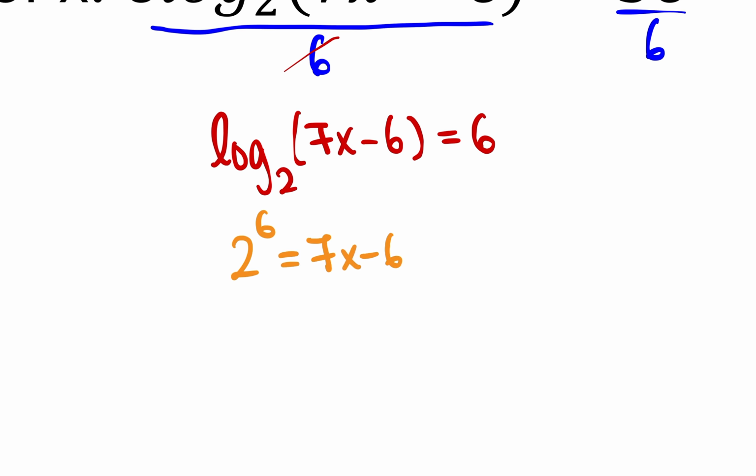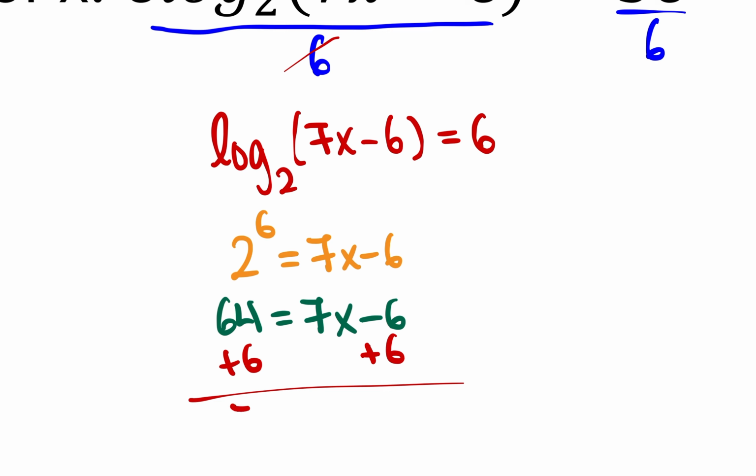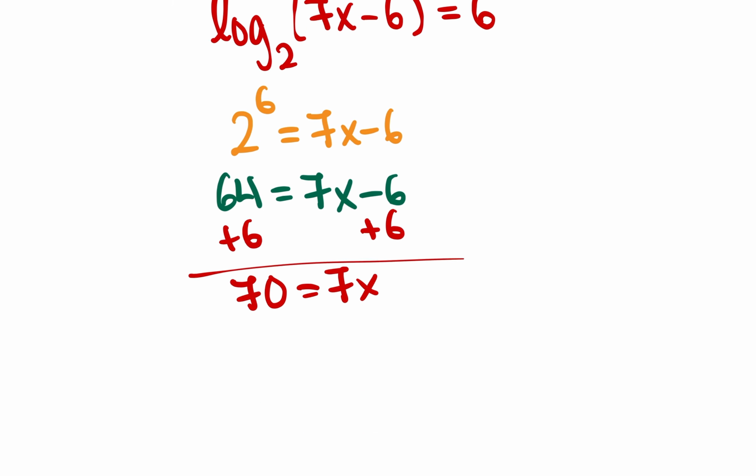2 to the power of 6 will go ahead and turn into positive 64, which is equal to 7x minus 6. We then isolate for the variable x by adding 6 on both sides. This will give us positive 70 is equal to 7x. We then divide both sides by 7, and that will go ahead and give us 10 is equal to x, or essentially x equals 10.